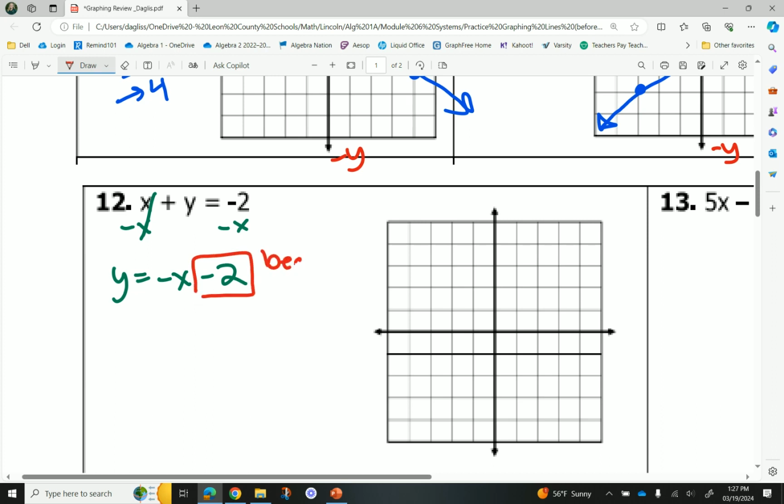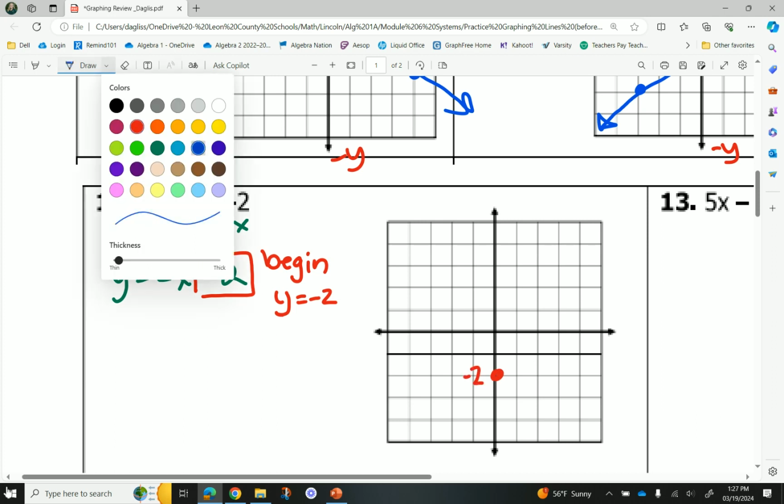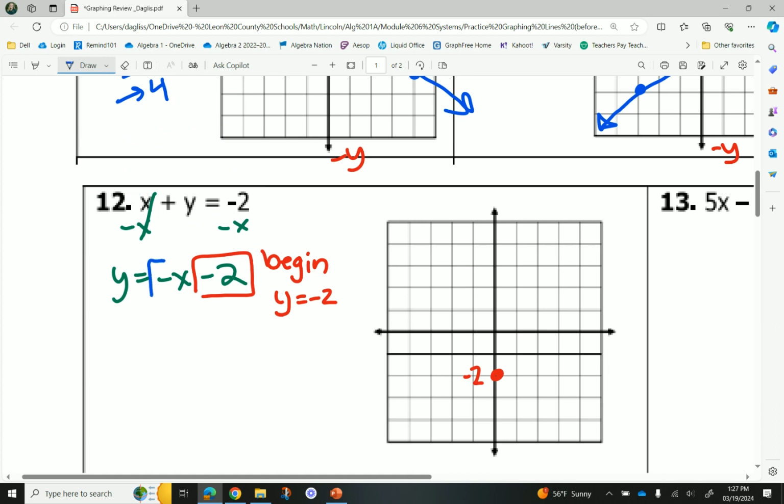We will begin where Y equals -2. We're going to start at -2. And then we're going to go up 1, right 1. What is my slope for this one? Oh, no. -1. There you go. Our slope is negative.